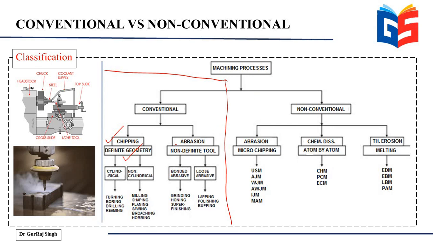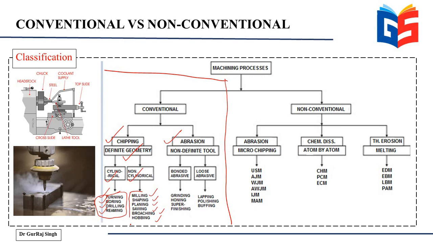And then you have the abrasion methods where you're using a non-definite tool and you're using abrasion as the means of material removal. Now in chipping, you're producing either cylindrical or non-cylindrical workpieces. When you're working on cylindrical workpieces, the processes we have already discussed can be turning, boring, drilling, reaming. Now when I talk about non-cylindrical workpieces, you are using milling, shaping, planing, sawing, broaching, hobbing.